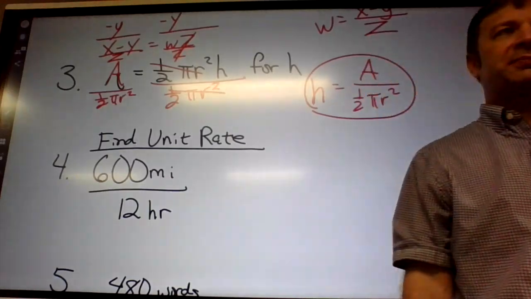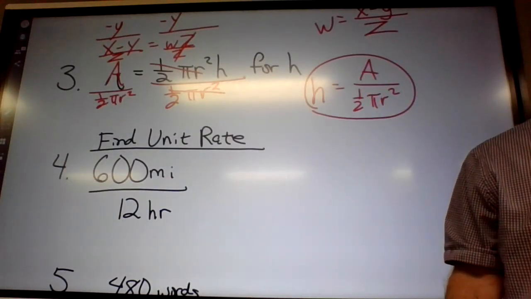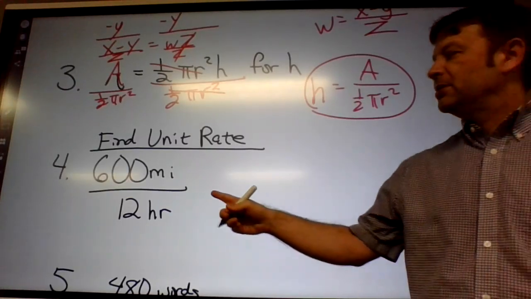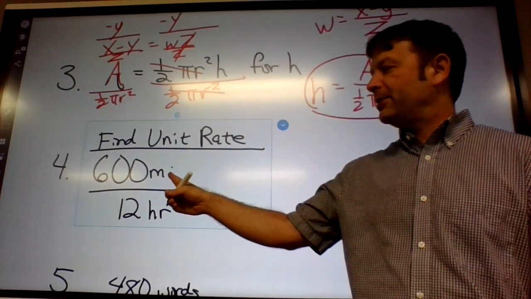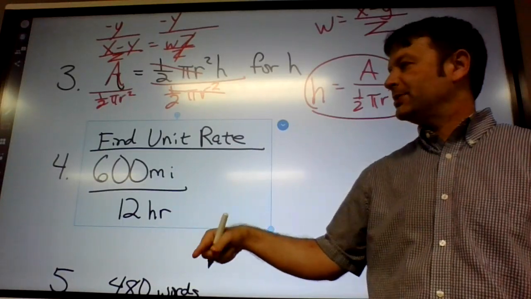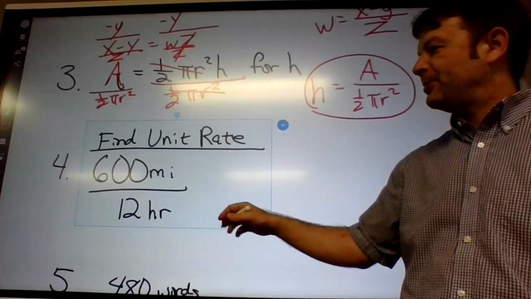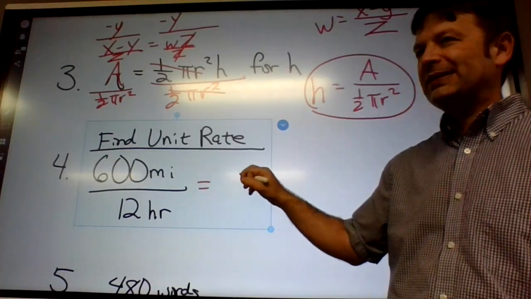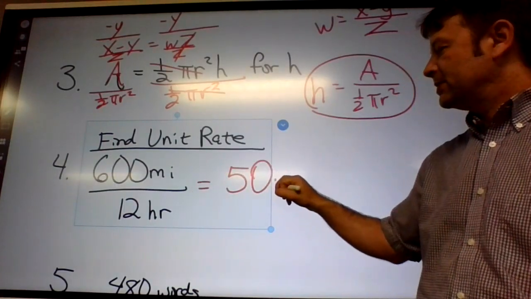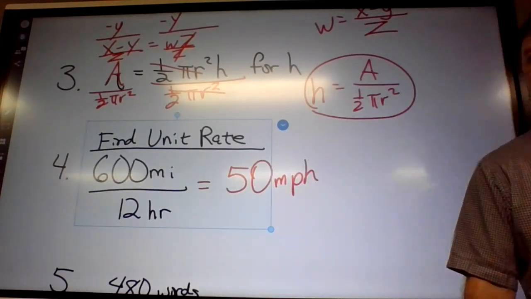What's unit rate mean? Do you guys remember this one? These are really easy if you remember. It's like how many miles per one. Right. How many miles can we get in 1 hour? That's the question. So that's unit rate. So how do I find it though? Divide. 600 divided by 12. You guys remember how many times 12 goes into 60? 5. So this would be 50 miles per hour.